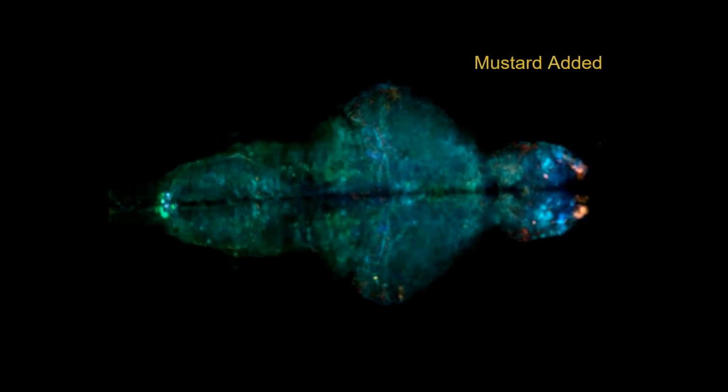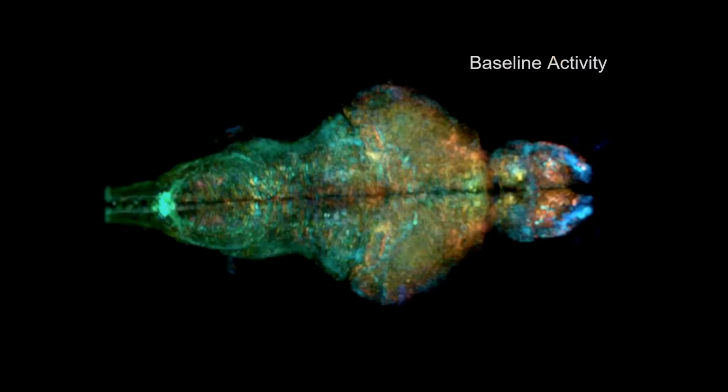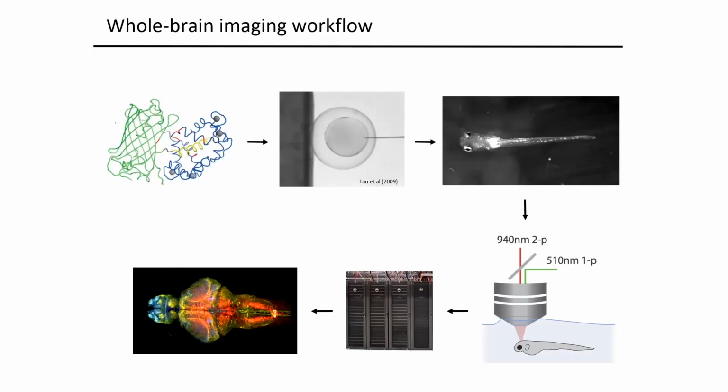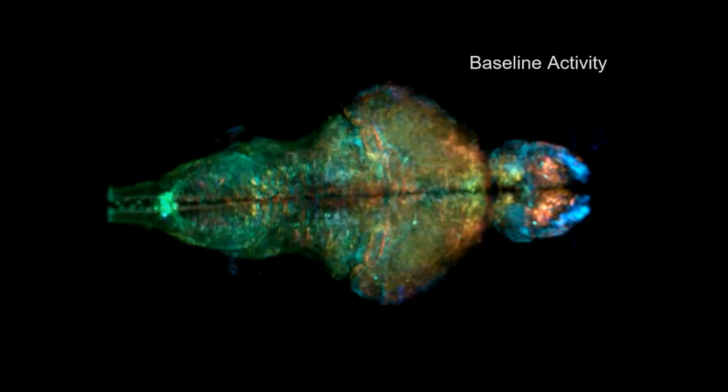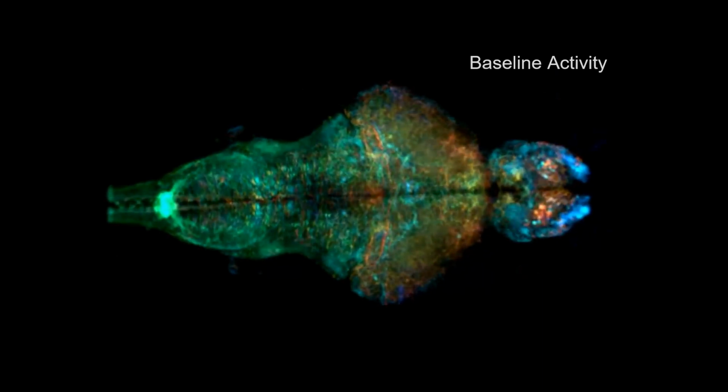So that was baseline activity, and then mustard is being added. Let me go back and show you that again. Okay, so this is spontaneous activity of the animals. Animal's not doing anything. There's no stimulus. It's just sitting there, kind of thinking its innermost thoughts.